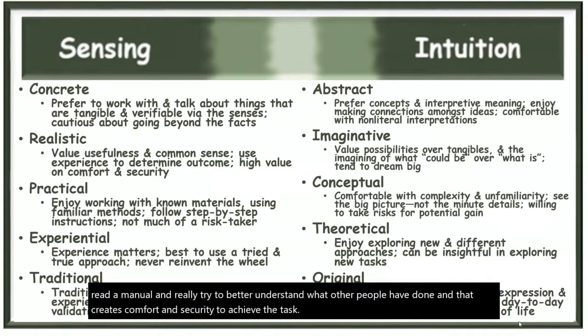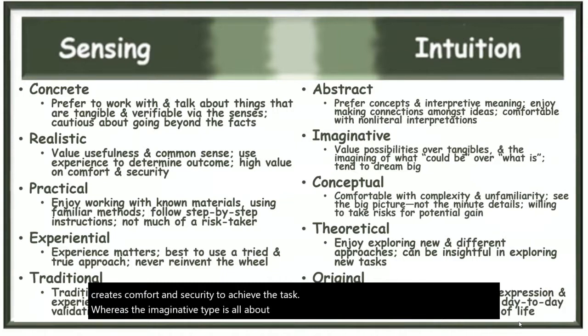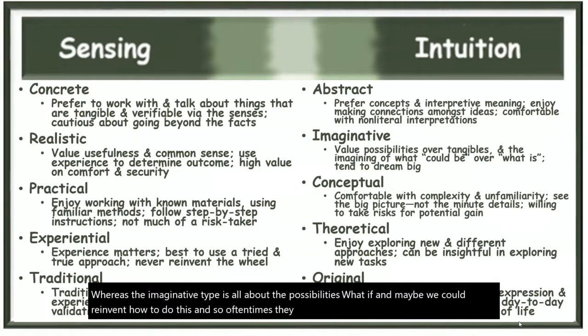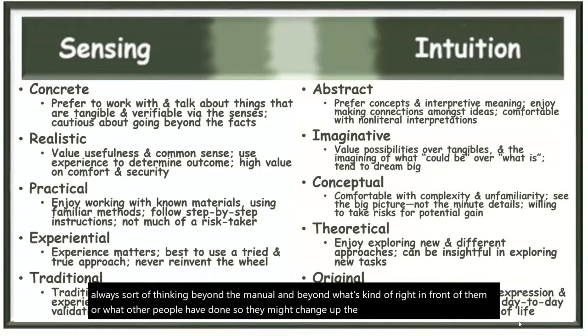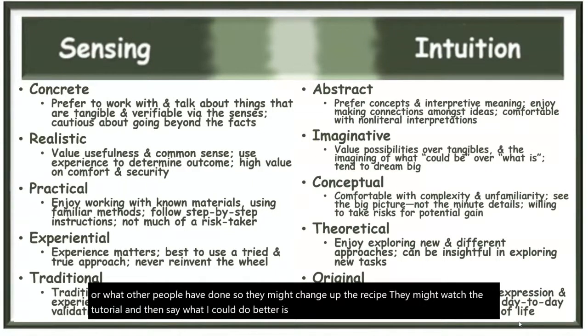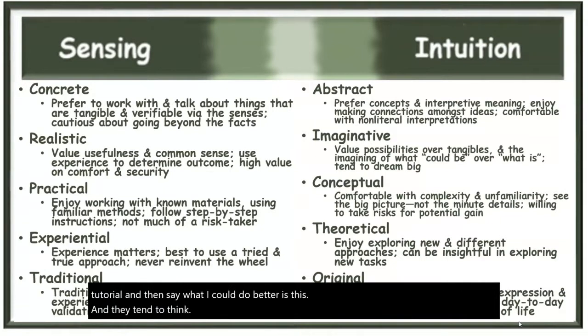Whereas the imaginative type is all about the possibilities, what if, and maybe we could reinvent how to do this. And so oftentimes they do reinvent how to do things. They're always thinking beyond the manual and beyond what's right in front of them or what other people have done. So they might change up the recipe. They might watch the tutorial and then say, well, what I could do better is this. And they tend to think bigger sometimes than what they are actually capable of doing.